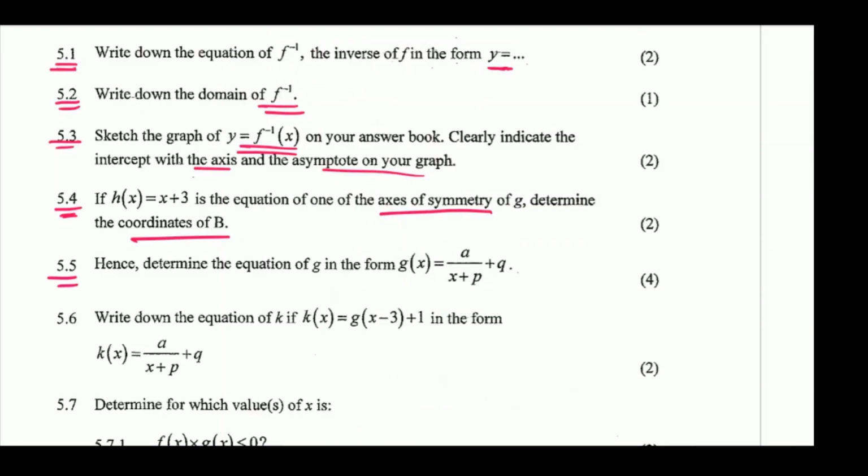Now 5.5, we are asked to determine the equation of g. Remember now we have our intersection of asymptotes being (-2, 1). So it's going to be easier now to find the equation of g.